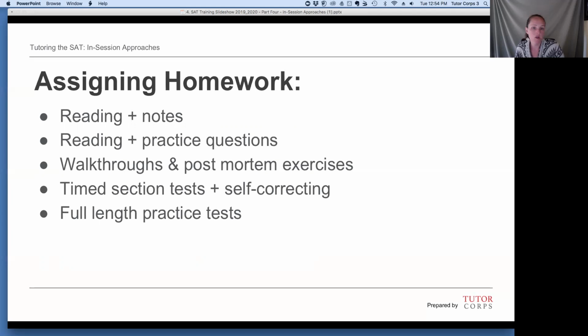In addition to doing the timed section tests, homework can also include things like reading from the Black Book and taking notes, or reading and completing a set of practice problems, or walkthroughs and postmortem exercises, as long as they're writing all their steps down. And then occasionally you'll be assigning them full-length practice tests.